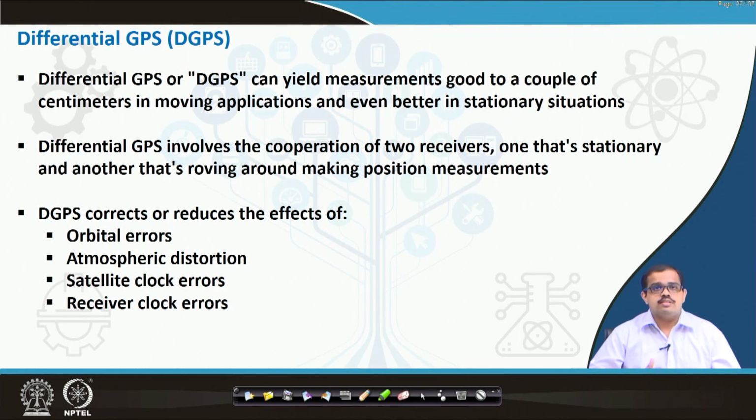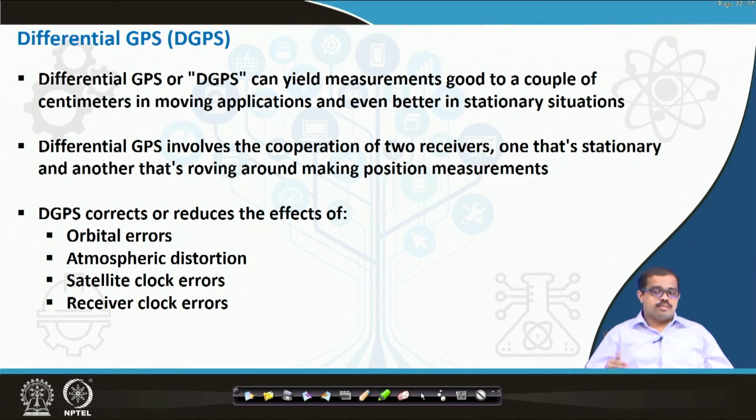Differential GPS involves the cooperation of two receivers, one that is stationary, and another that is roving around making positional measurements. This means you always have a stationary receiver which knows an exact point on the earth surface, and a rover which is collecting other points on the earth surface. When you have such a system, the first error that is reduced is the orbital error that the satellite induces.